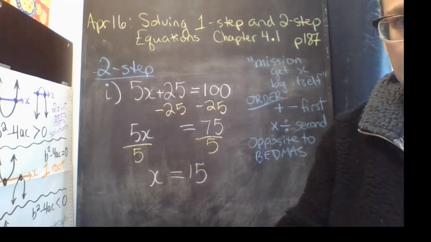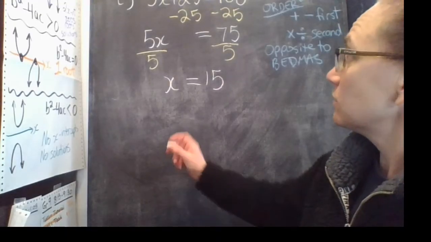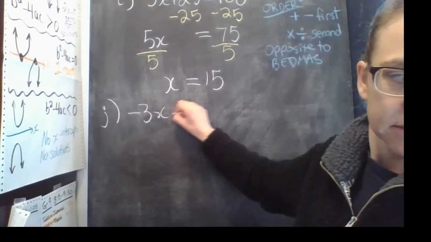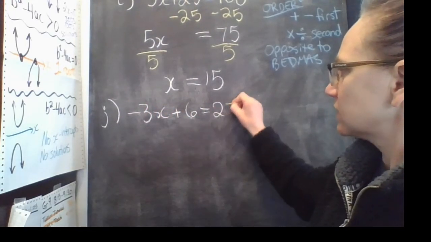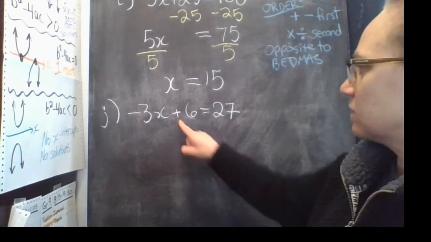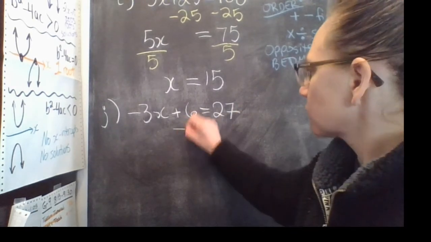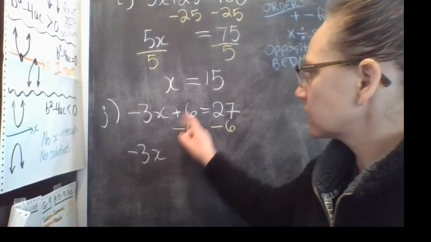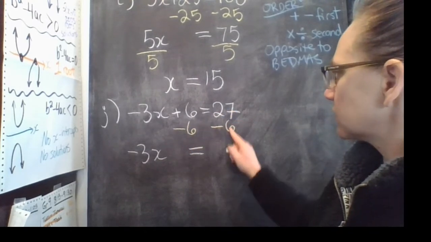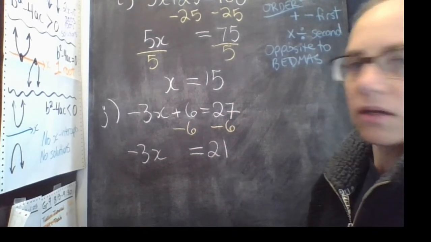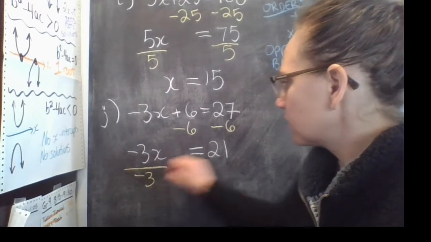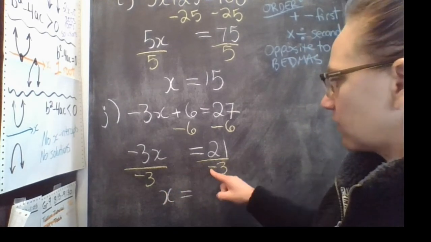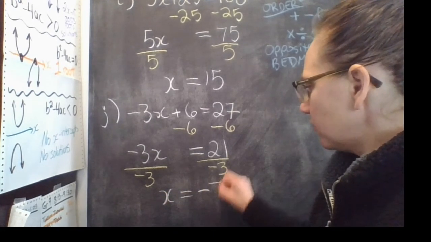Okay. Let's do two more examples. So that was I. Let's do J. So let's say negative 3x plus 6 equals 27. Again, follow our steps. Let's move the plus 6 first. So we're going to minus 6 from both sides. And you're left with negative 3x, 6 minus 6, so that's gone. 27 minus 6 gives me 21. Divide both sides by negative 3. And you're left with x equals 21 divided by negative 3 gives me a negative 7.